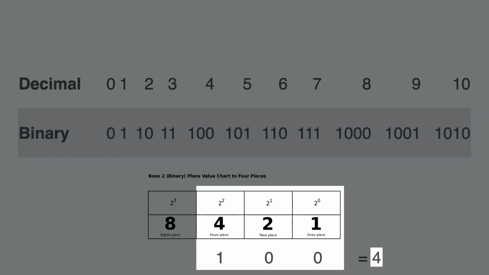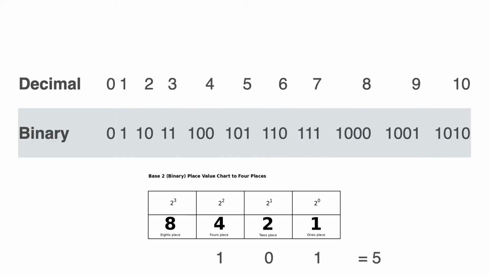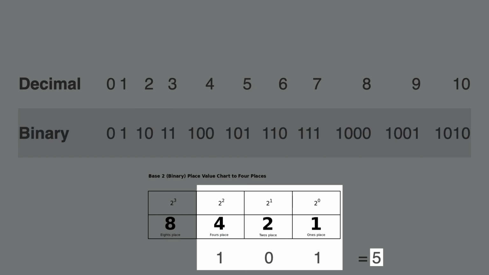A 4 in binary is represented with a 1, 0, 0. So there's a 0 in the 1's place, a 0 in the 2's place, and a 1 in the 4 place. So 4 plus 0 plus 0 is still 4. And the last one we'll do is 5. 5 is represented as a 1, 0, 1, or a 1 in the 1's place, a 0 in the 2 place, and a 1 in the 4 place. So 4 plus 0 plus 1 equals 5.